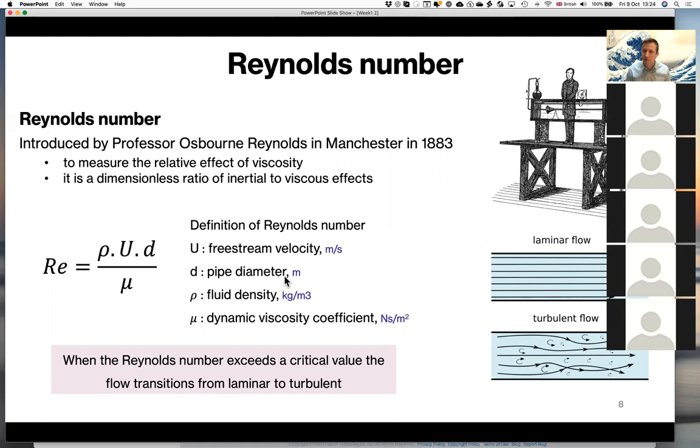With that information, you can calculate what the Reynolds number is for that particular flow. And that number is universal. No matter what the application, if that number is above a certain amount, it's considered to be a high Reynolds number flow, and it's very likely that it will become a turbulent flow.